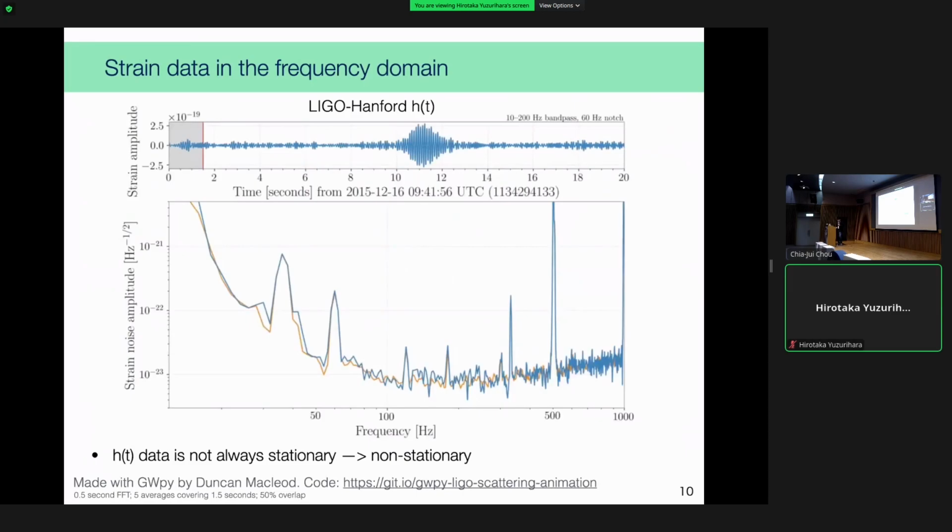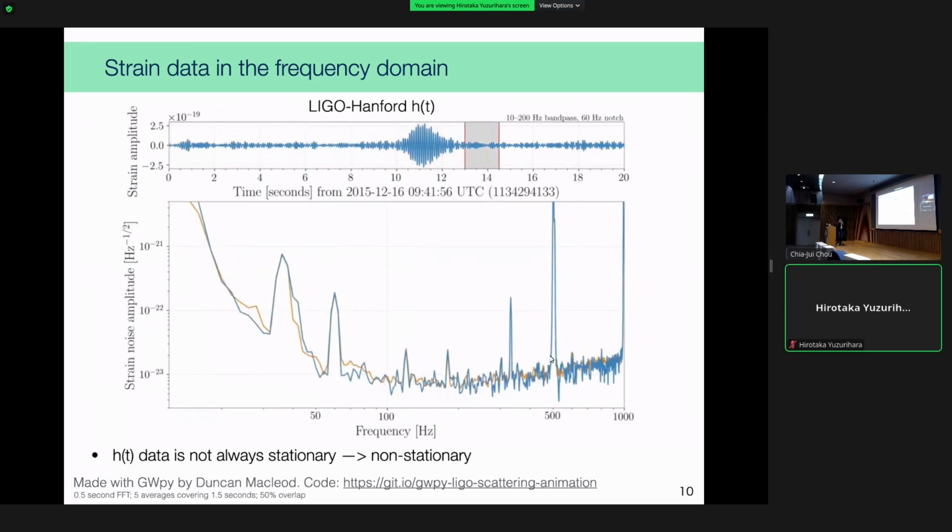So next, page 10. The top one is the same filtered data. The bottom one is the amplitude spectral density of the same data. You can see two colors on the plot. The orange one is the averaged ASD from all the 20-second data, but the blue one is computed from a part of the data. This is a movie mode, and the gray region is moving. So the blue spectrum is computed from such a small portion of data.